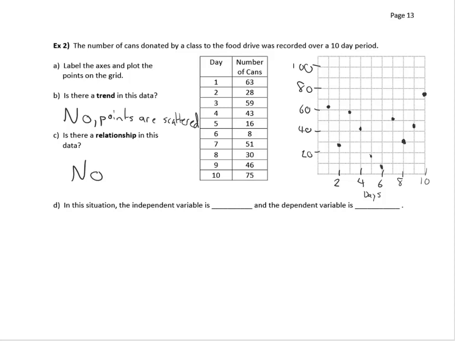In this situation, the independent variable is the day, because the day doesn't matter on how many cans are donated. The number of cans donated matters on which day. So this would be number of cans over here, number of cans.